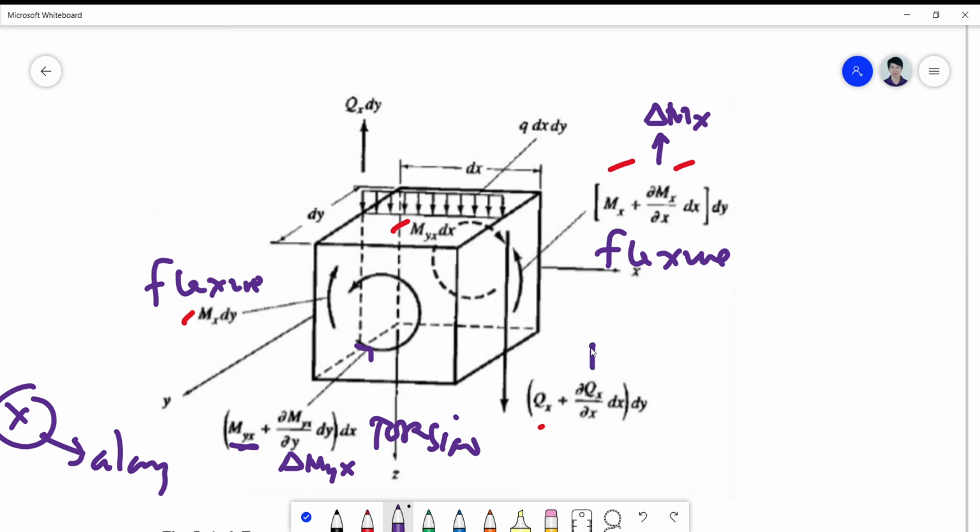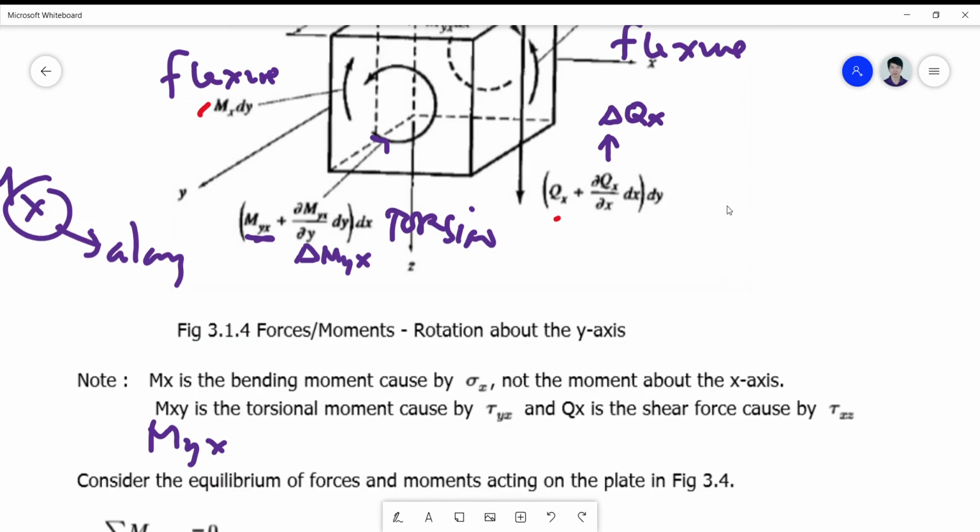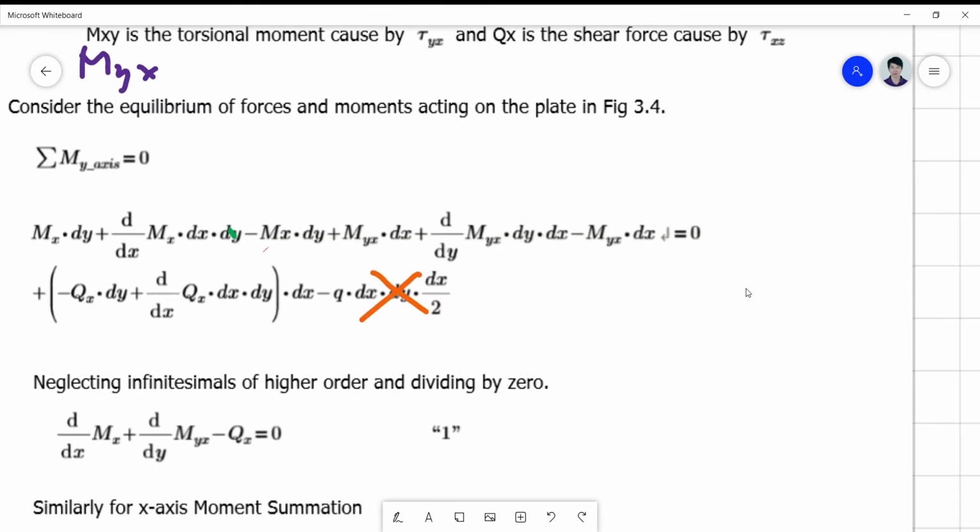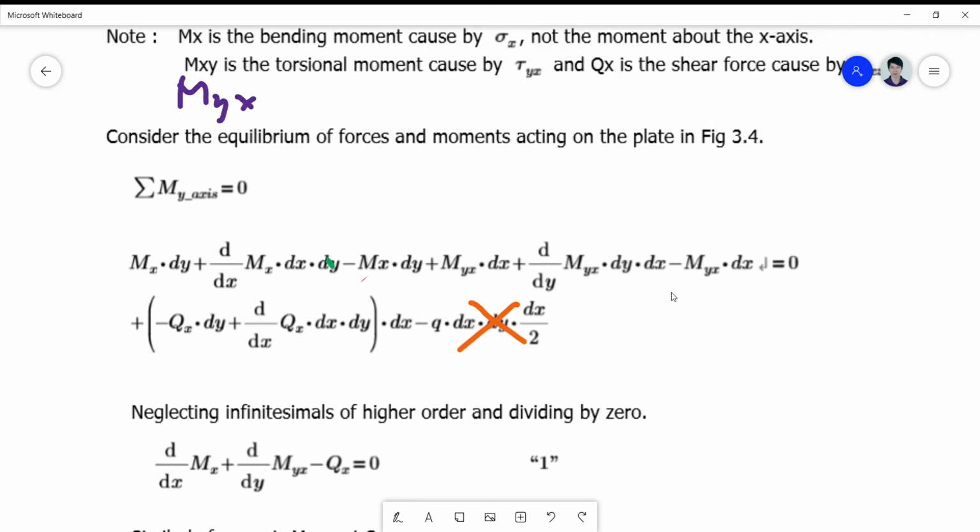and a delta Qx. So for the moments and shears, for the flexural, torsional moments and shear, not including of course your load q, which happens to be assumed to be negligible, in that case we come up with this equation.